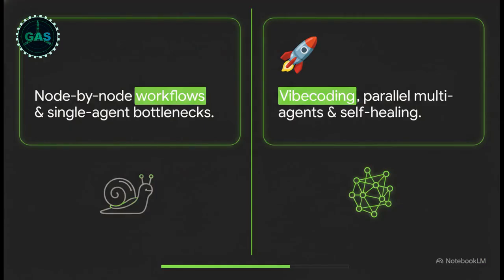To really get this, think about the old way. We used to build automation using node-by-node workflows, just these glued-together steps that usually turned into a really slow single-agent bottleneck. It's kind of like a single chef in a kitchen trying to cook a massive 5-course meal, one dish at a time. It works, sure, but it's slow, and if they burn the soup, the whole dinner just pauses. Well, the new way is Vibecoding. It uses parallel multi-agents and self-healing automated logic. So now it's like upgrading to a fully staffed world-class kitchen where 5, 6, or 7 specialized chefs are all working on independent dishes at the exact same time, adjusting on the fly if a recipe needs a tweak.